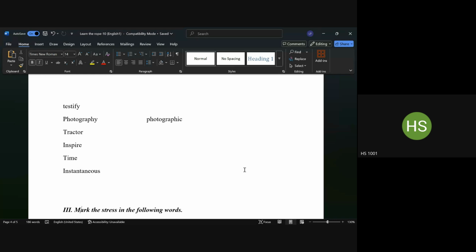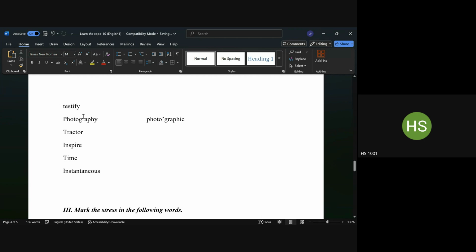Okay, this one. Photography. In photography, the t syllable is the one that is stressed, and t is the first sound of that syllable. So it is aspirated. That's right. How about photographic? Here it is not stressed, because in photographic, the stress moves to the third syllable, graph.